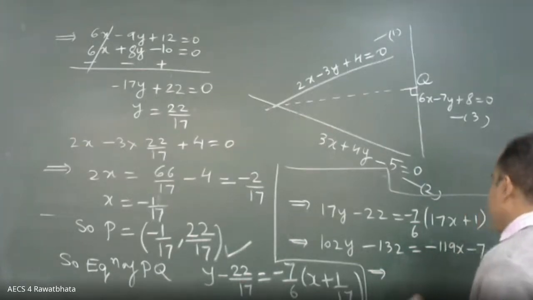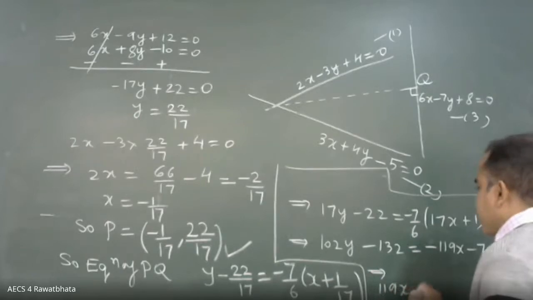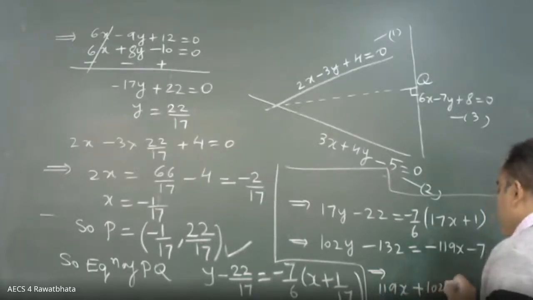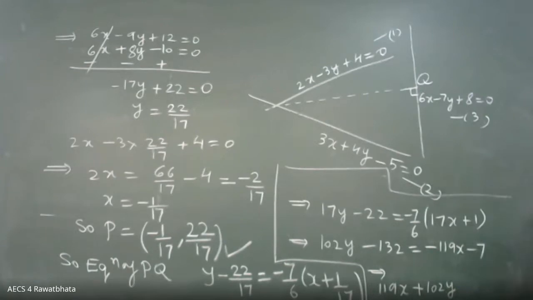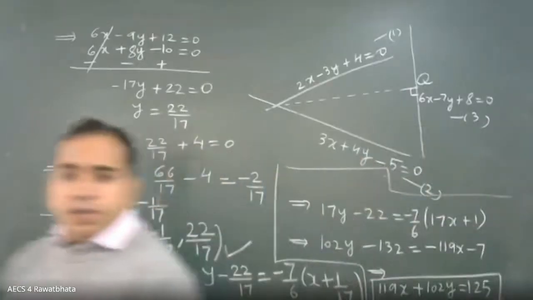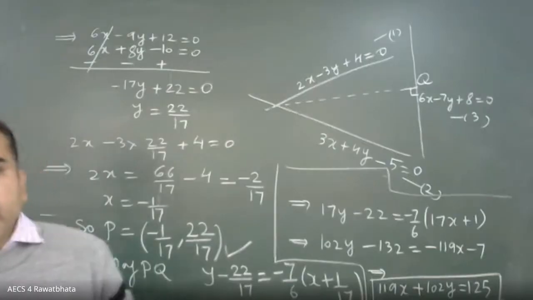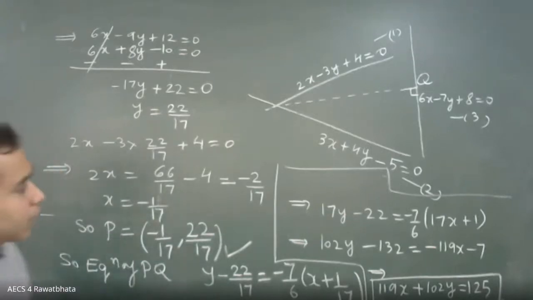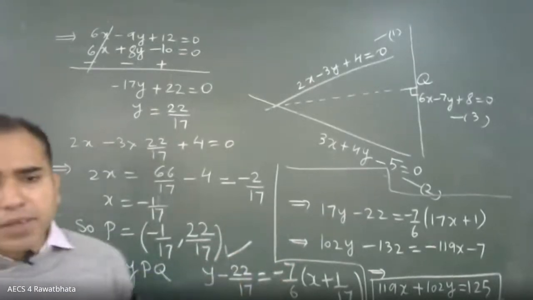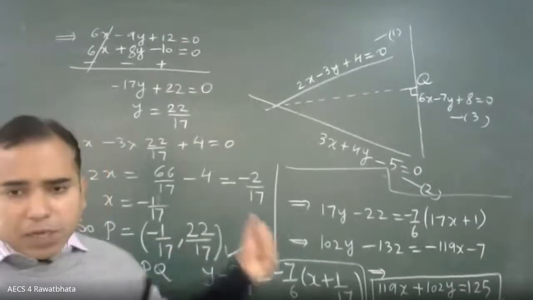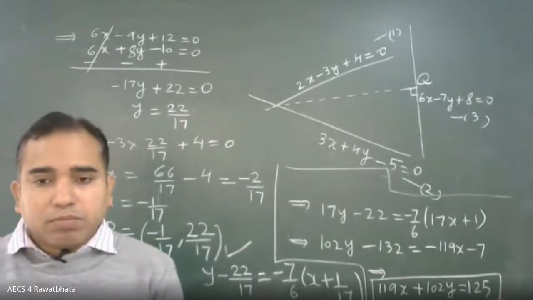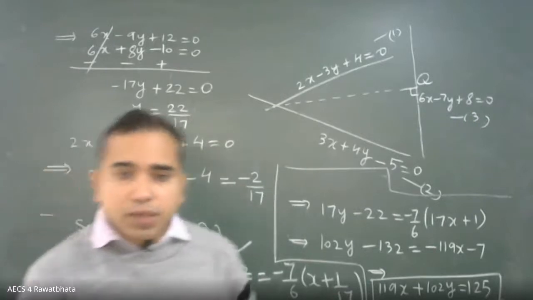All the students please check the answer. I am getting 119x plus 102y equals 132 minus 7, how much? 125. Is this right, students? Please check. Yes, sir. Correct. So you saw what we had to do. Don't get worried about heavy numbers, right? Even if the numbers are heavy in multiplying, no issue. You be confident, keep doing, you will get your answer.